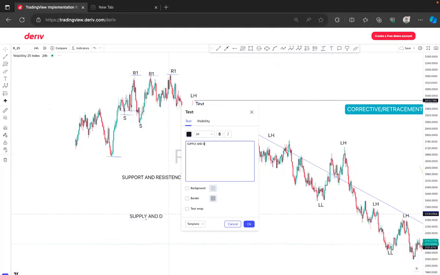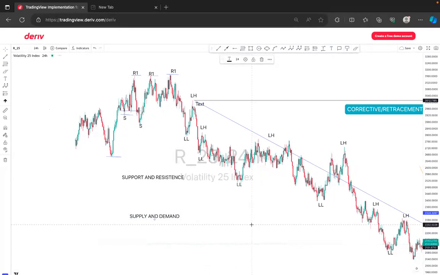Supply and demand. Remember I said the major things that actually move the market are what? Our supply and what? And our demand. So knowing this now, what is our supply or our demand zone? Now, before you can actually spot your supply and demand zone, you have to know how to spot your support and resistance.